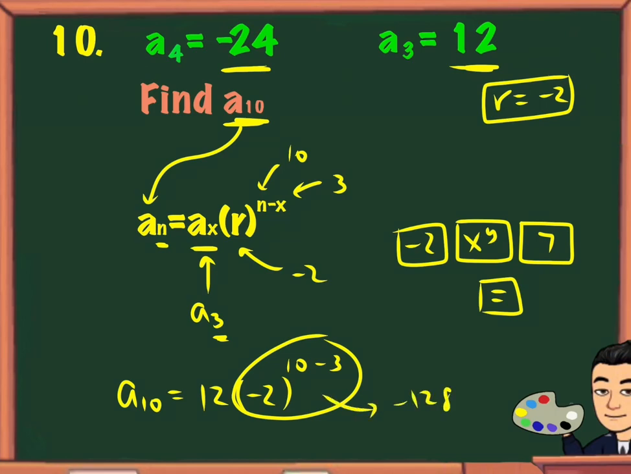Okay, well, negative 128 multiplied by 12 is going to equal, so a sub 10 is going to equal negative 1536.